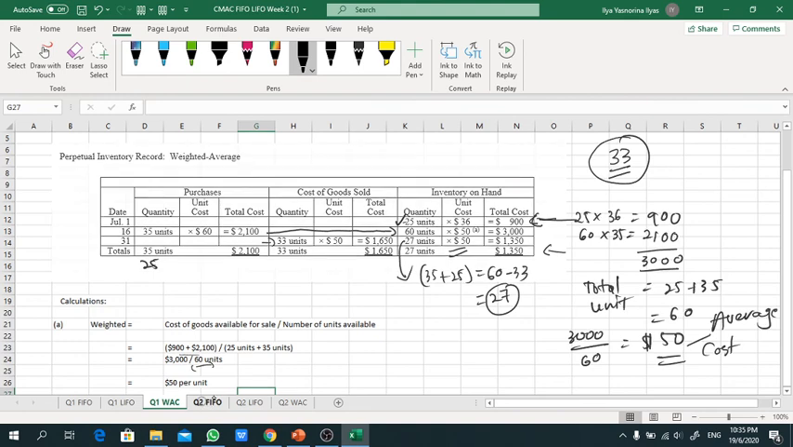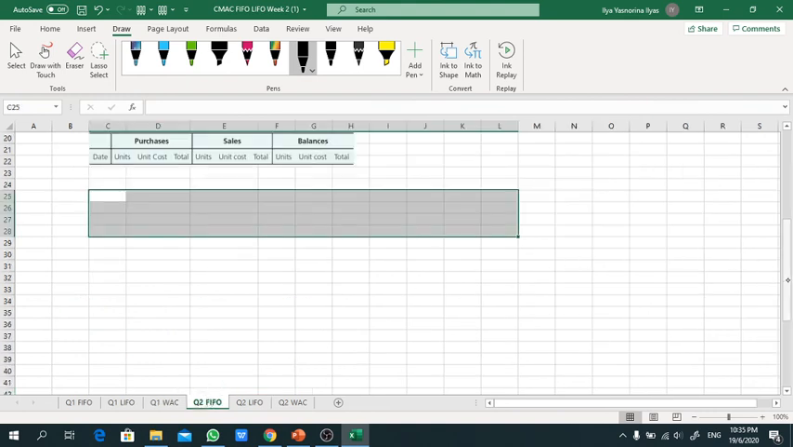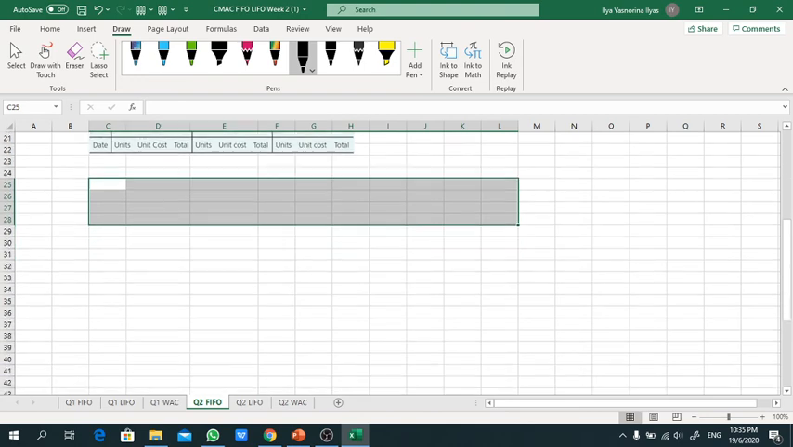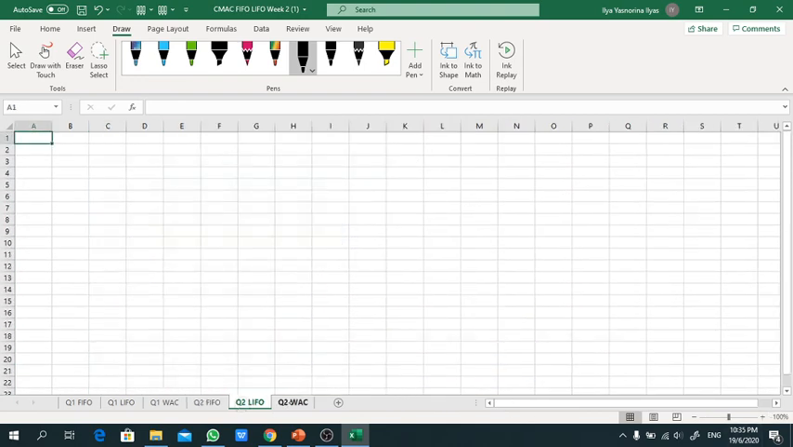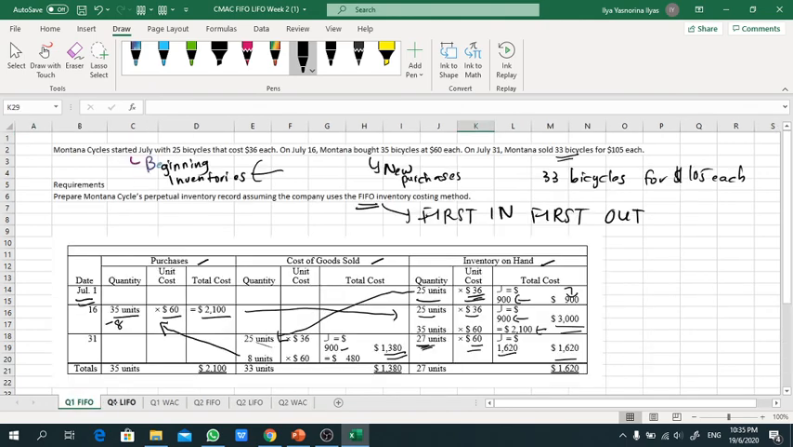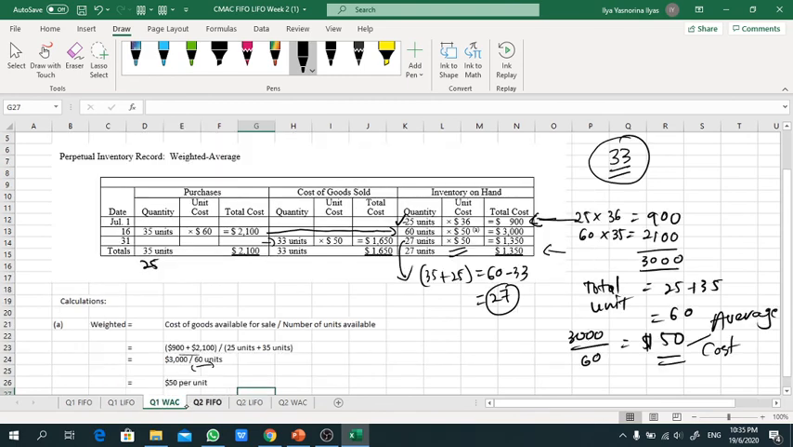So try to do the second question. I give you this, we will discuss it in the next class, and I will give you more questions on FIFO, LIFO, and weighted cost. Then we will cover the other parts, because we have 3 parts we have to cover. So this is for material, but we still have reorder level and economic order quantity to be covered.